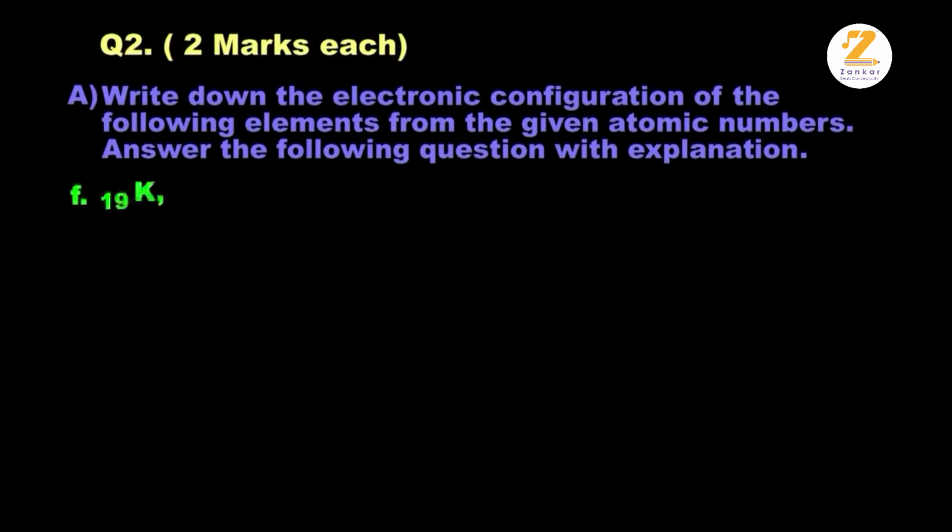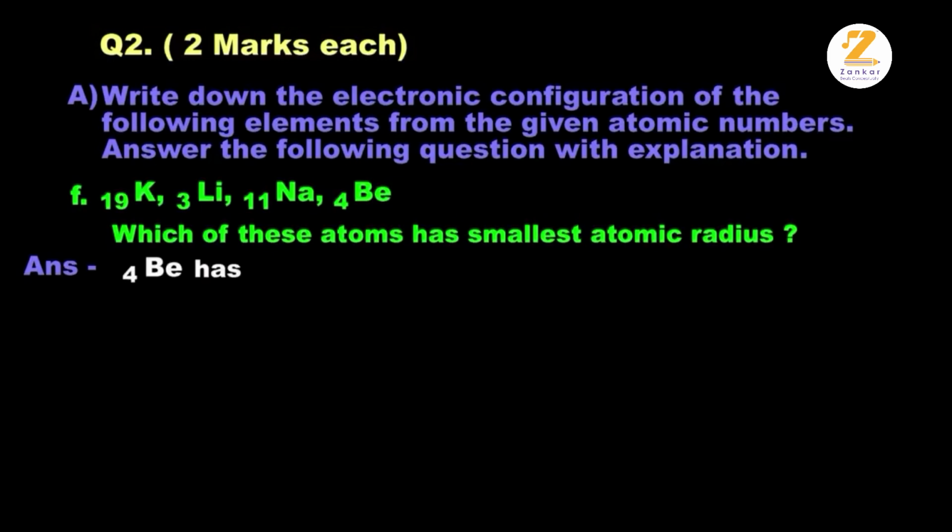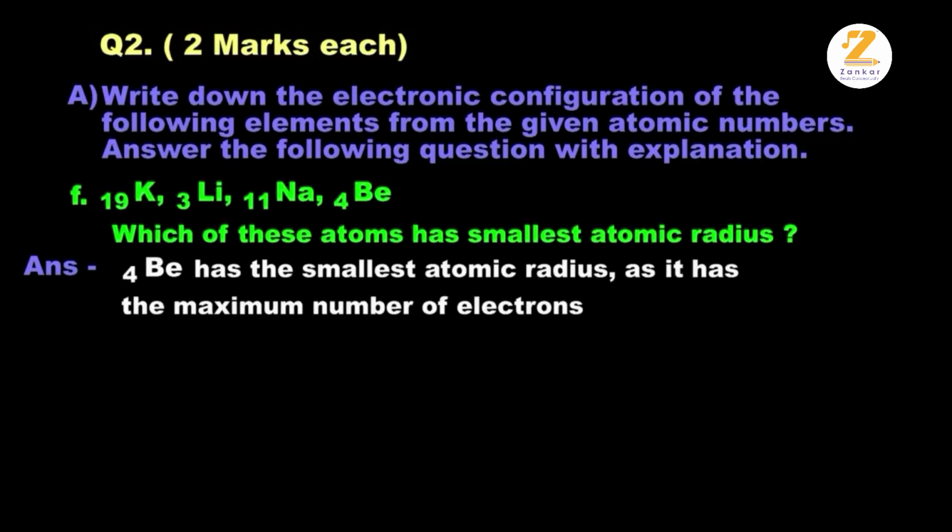Next one, calcium 19, lithium 3, sodium 11, beryllium 4. Which of these atoms has smallest atomic radius? Beryllium has the smallest atomic radius as it has the maximum number of electrons in its outermost shell.